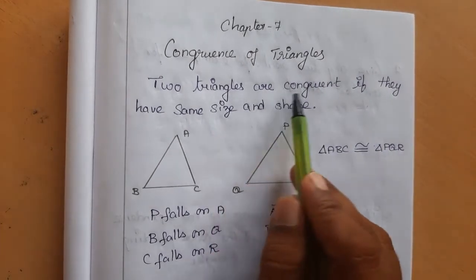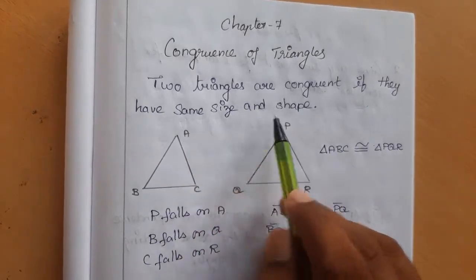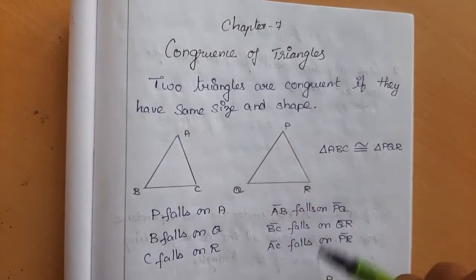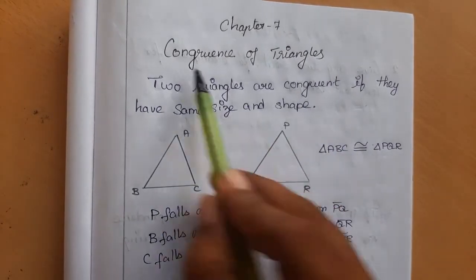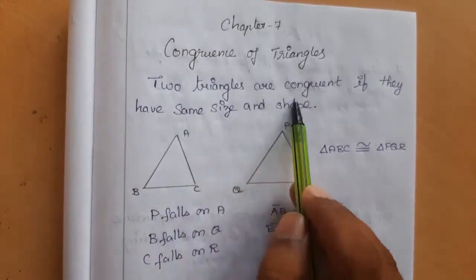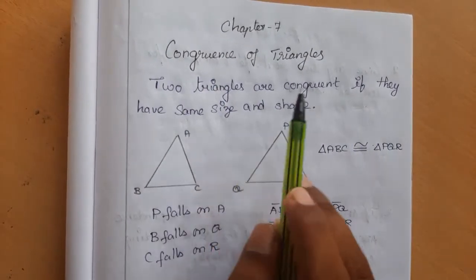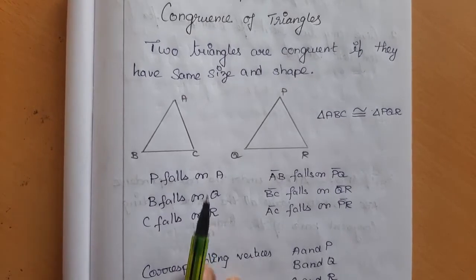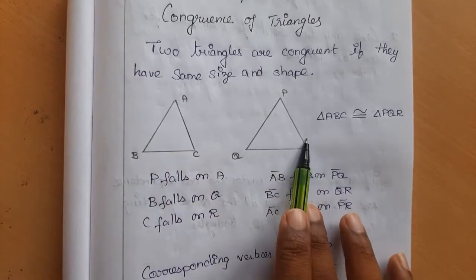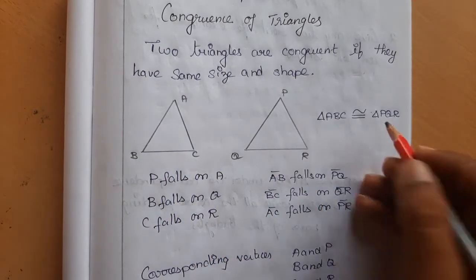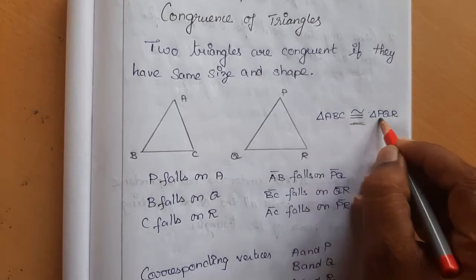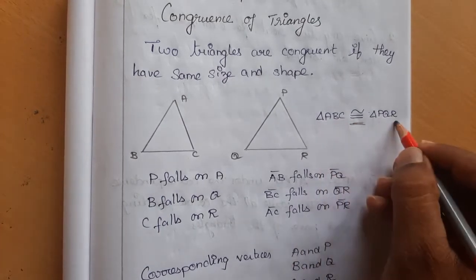Two triangles are congruent if they have the same size and same shape. If objects are congruent, then we call it congruency. Here I consider two triangles ABC and PQR. This is the symbol of congruence. So I am saying these two triangles are congruent: ABC is congruent to PQR.